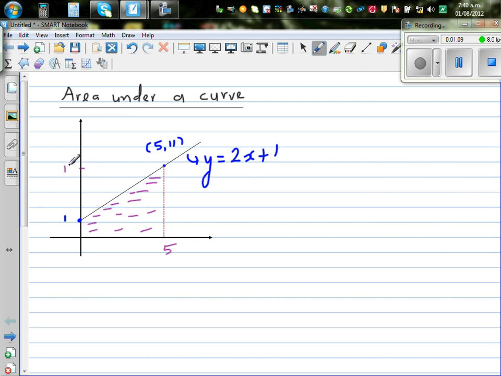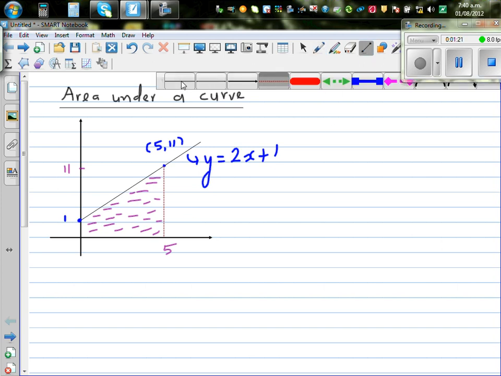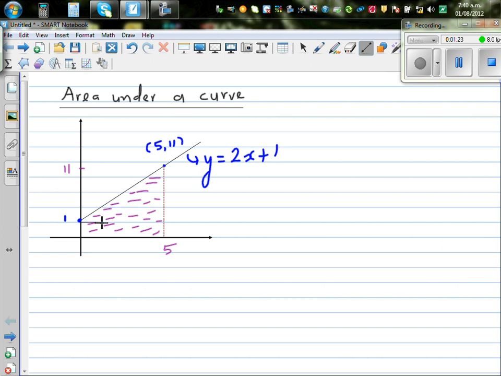Okay, so the question is we want to find the area, and this concept of area under a curve has wide application. So let's start with a very simple example. What I'm going to do is split this into a triangle and a rectangle. Okay, so if you split this like this, this height is 1. I hope you can see that. This is 1. This is also 1. And this width is 5. So this is also 5. And we know this height is 11. So this would be 10.